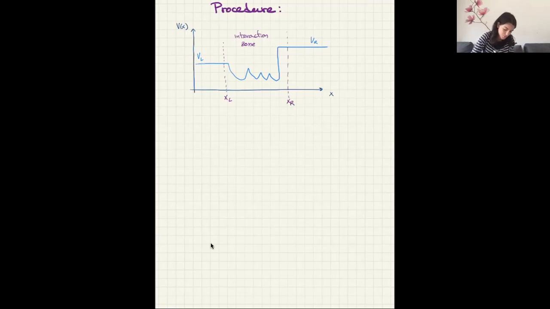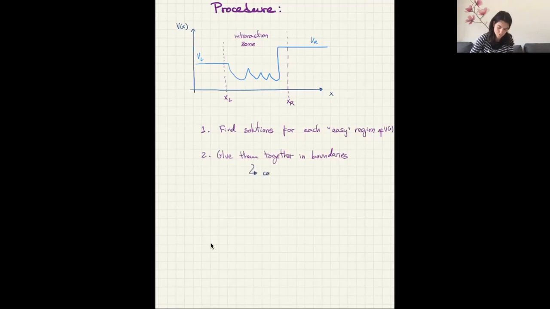So the procedure is going to be, one, we find solutions for each of the regions, for each easy region of V of x. So we'll find a solution for the left, a solution for the right. Two, we will glue them together in the boundaries between the regions. And this is what we're going to see next. We'll see what these conditions are.